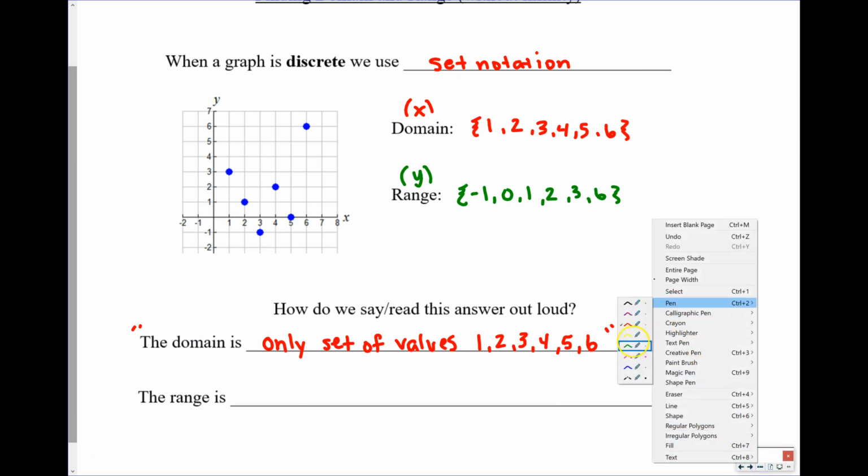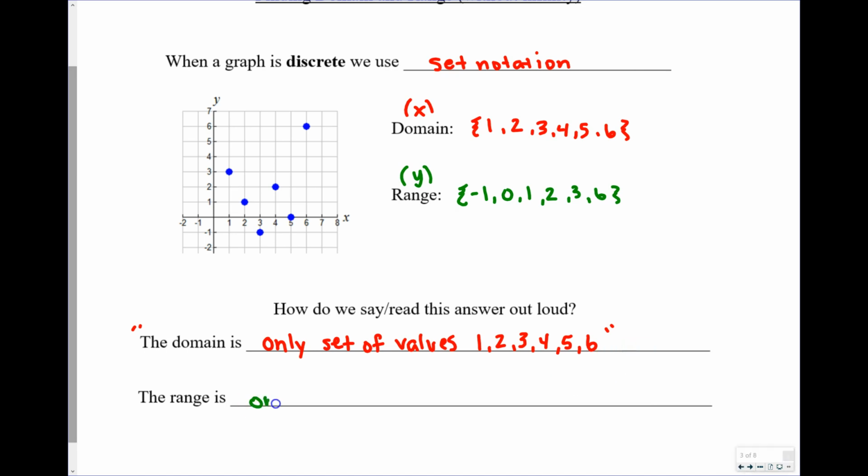Range is very similar. We would say the range is only the set of values -1, 0, 1, 2, 3, and 6. So this is how we'd speak this. On a test or a quiz or mastery, I might ask you a question on how you'd write this out in English. Speaking math is really going to help you learn math better. Okay, so this is review from what we did last learning target.